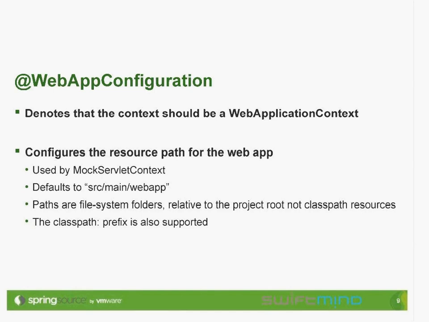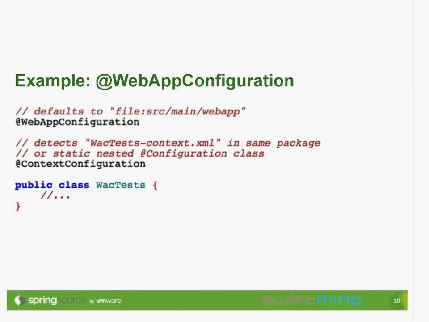In addition, I mentioned that by default, this path will be from the file system. However, you might want to pull this from the class path. If you want to do that, all you have to do is use the classpath prefix, and that will instruct Spring to set the resource path as a path in the class path. And now we'll take a look at a few examples on how to configure all this.